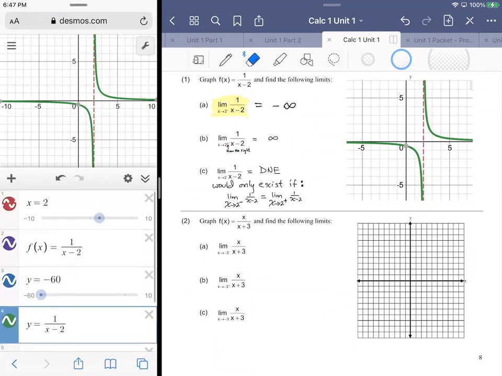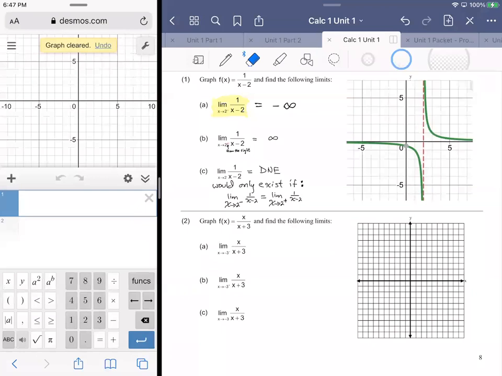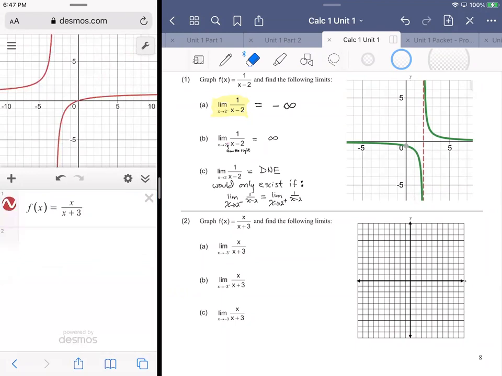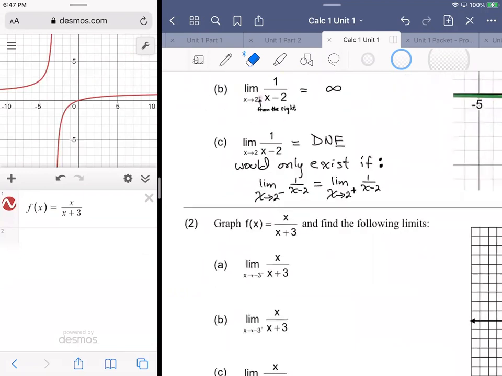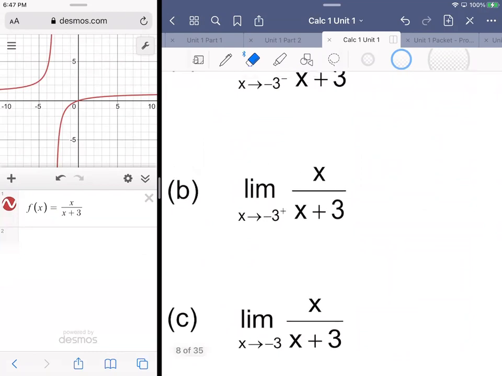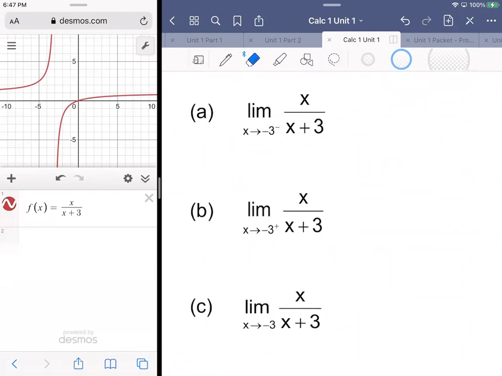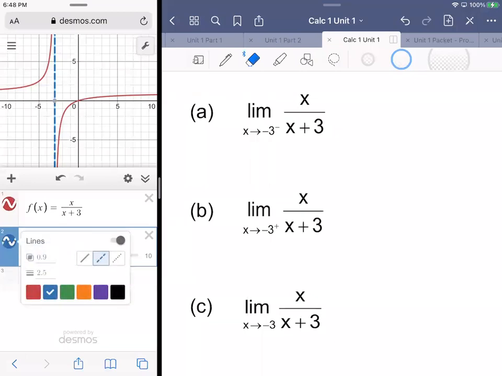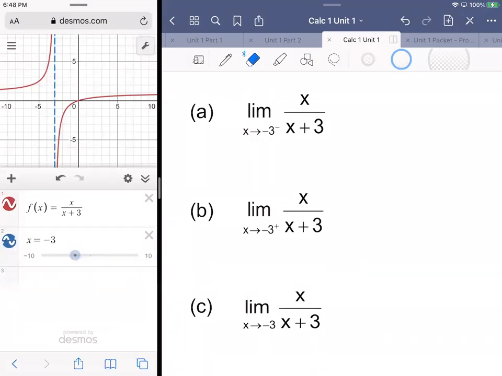So let me get a fresh new one here, a new blank graph. We have f of x equals x over x plus 3. All right, so good looking graph here. This is asking us to find the limit as x approaches -3 from the left, -3 from the right, and then just -3 in general. And by 3, of course, I mean -3 because there's a negative right there. Right, so let me draw a vertical line to represent x equals -3. I'll make it dash like it did before. I'm not going to worry about the thickness.